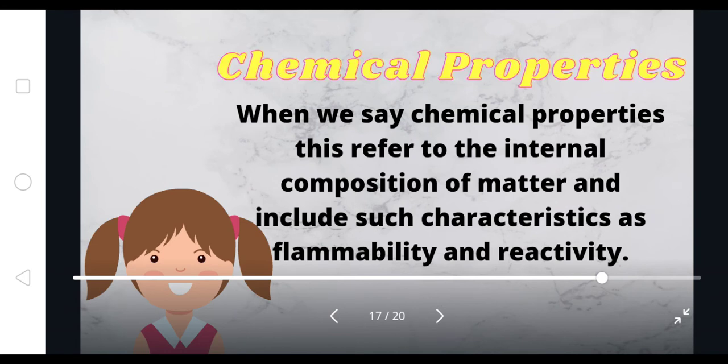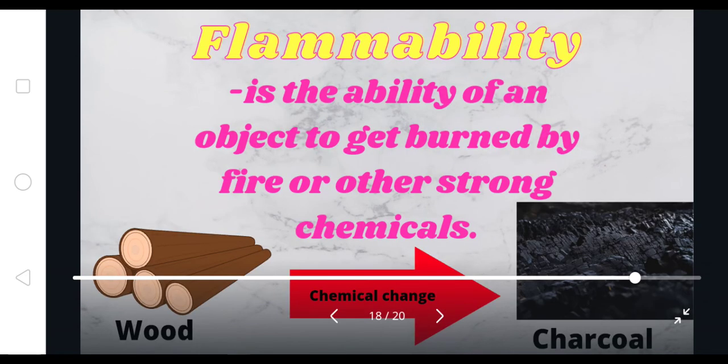Chemical properties. When we say chemical properties, this refers to the internal composition of matter and includes such characteristics as flammability and reactivity. Flammability. Flammability is the ability of an object to get burned by fire or strong chemicals, like wood. When wood is burned in a fire, it will undergo a chemical change and become charcoal.